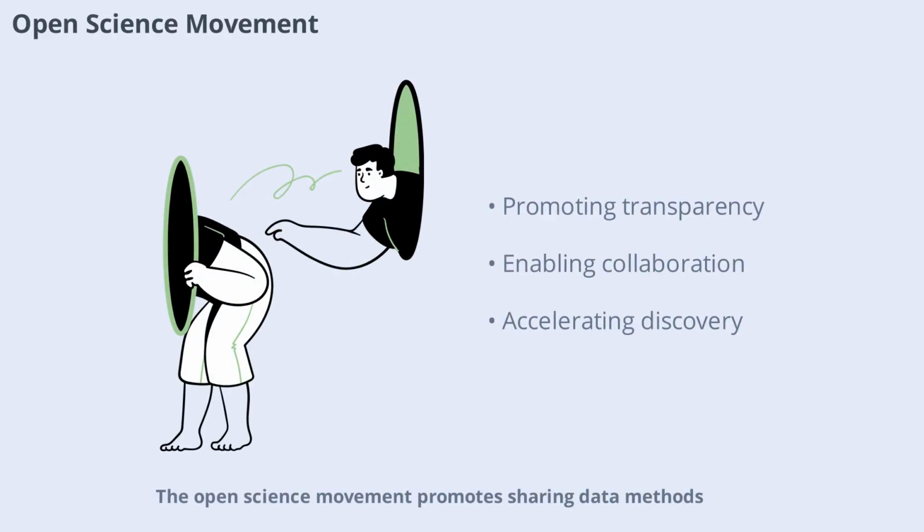The open science movement promotes sharing data, methods, and results to accelerate discovery and improve reproducibility. Statistical methods play a key role in standardizing analyses and enabling data sharing. Open access to bioinformatics resources fosters collaboration, transparency, and innovation, benefiting the entire scientific community.